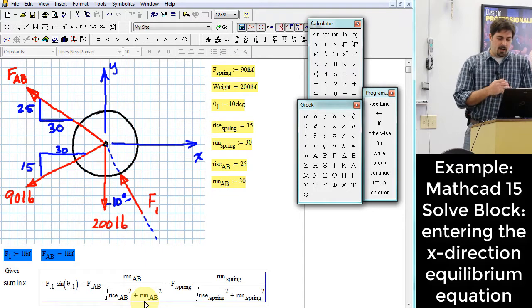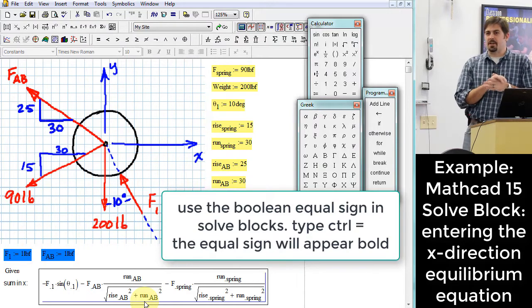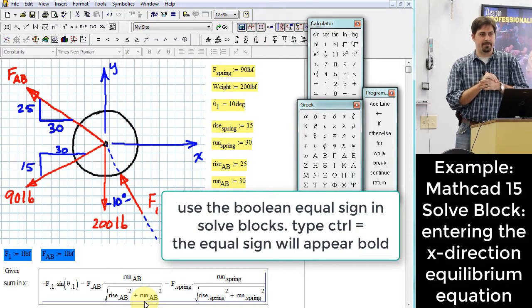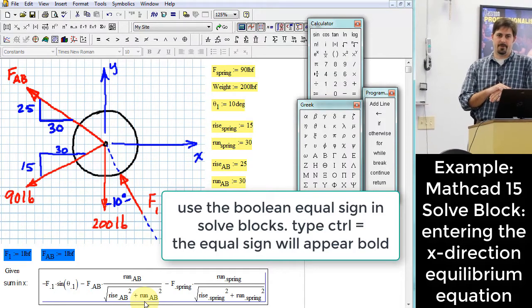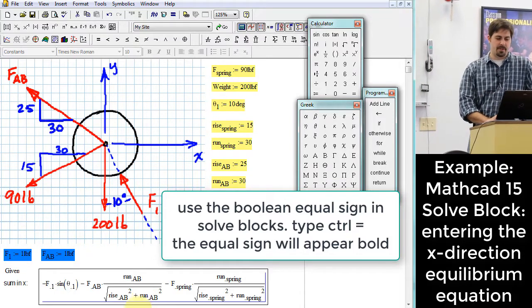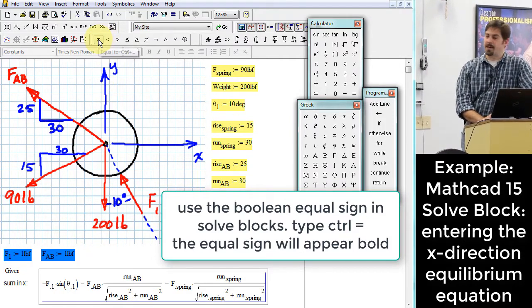I don't think so. All right, this is the next thing that's a little bit tricky about the solve block. We're going to introduce yet another kind of equal sign. Okay? This sign that we're about to put in here is called a Boolean equal sign. If you want to get to it from the menus, one of the menus is a Boolean menu, and you see it right up here in my instance of Mathcad. There's a Boolean equal sign right there. This Boolean equal sign actually works similarly to the double equals that you use in your Arduino. It is a question. Is this equal to this? That's what that equal sign really means.